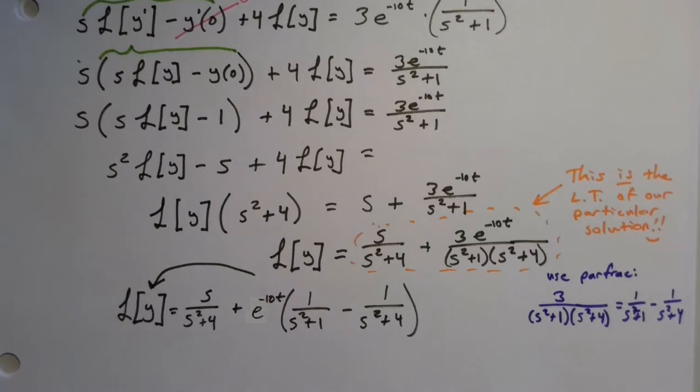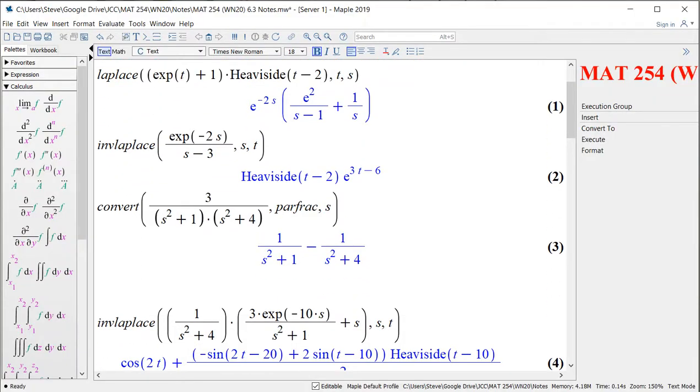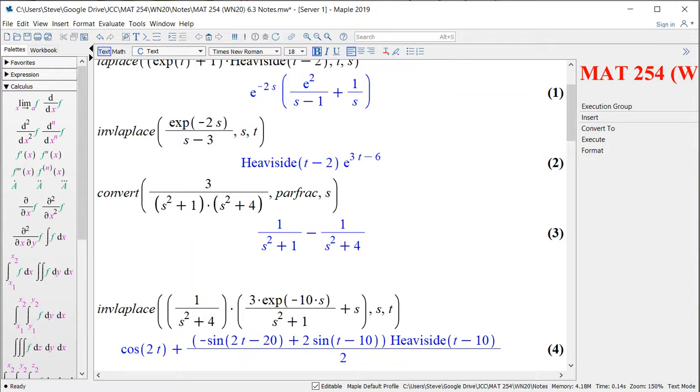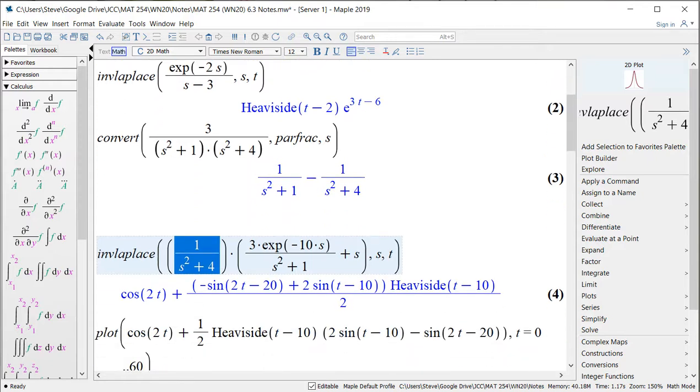So a little bit of playing around. We can also do this in Maple and check and see what we got. If we do an inverse Laplace of that whole thing, we find out that it's a cosine function, which is coming from that s over s squared plus 4. Oh, that's supposed to be s over s squared plus 4. Got it. Sorry.